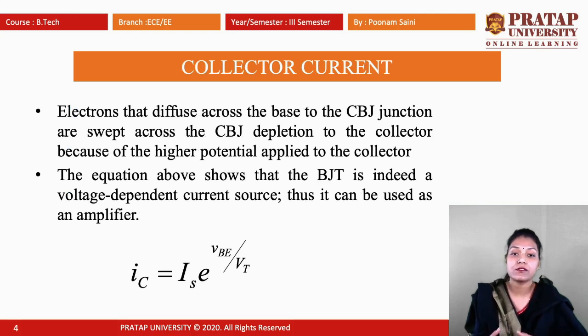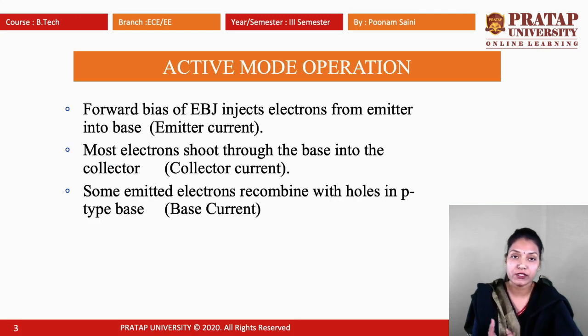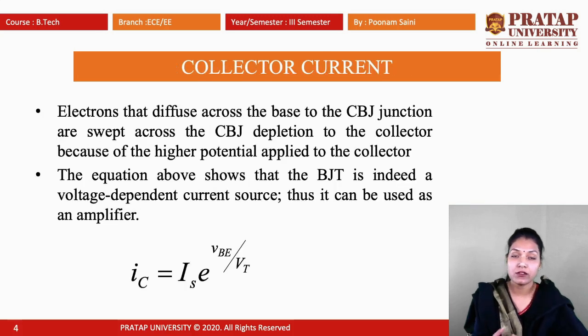Electrons that diffuse across the base to the CBJ, that is the collector-base junction, are swept across the collector-base junction depletion region to the collector because of the higher potential applied to the collector. The EBJ is the emitter-base junction.